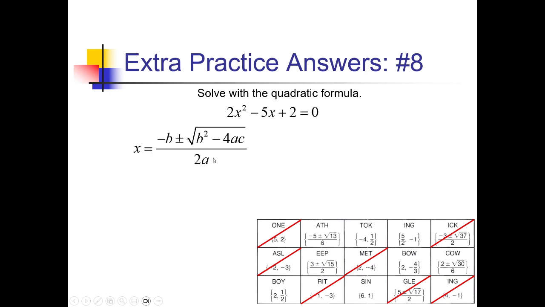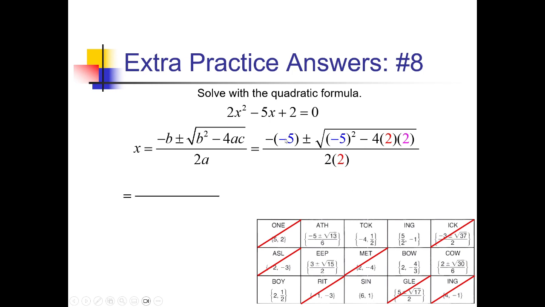So using our quadratic formula, we've got negative b value of negative 5 plus or minus square root of negative 5 squared, so nothing super different, minus 4 times, now the a value is 2. We have 2x squared, times the c value of 2, all over 2 times the a value of 2. A lot of 2's going on here. So we've got positive 5 plus or minus square root of 25, and then minus 4 times 2 is negative 8, times another 2 is negative 16, all over 2 times 2, all over 4.